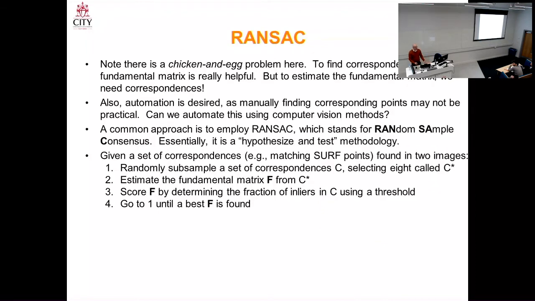Okay, so back to the question that was just asked, which was an excellent question. How do you get the points to compute the fundamental matrix? Well, it's interesting because there's kind of a chicken and egg problem here. If you want to find correspondences, knowing the fundamental matrix is really helpful because you can reduce the search to one line, right? But in order to get the fundamental matrix in the first place, we need to have correspondences. So kind of got an issue here.